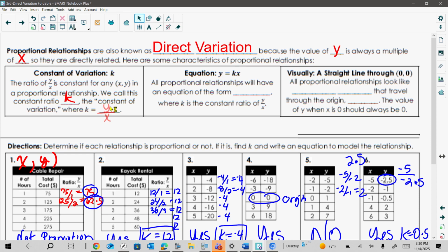So it's this foldable that we worked on, talking about the characteristics, our constant of variation. That's the K. That's when we're looking at the ratio y over x. We did that on these first 6 problems here. And then the equation of direct variation is just y equals kx. And then remember, the graph should be a straight line through the origin.